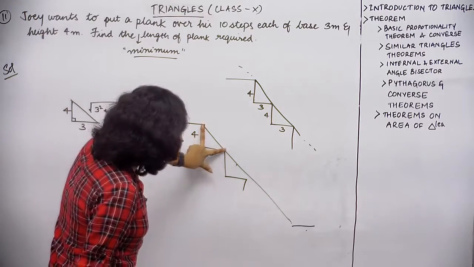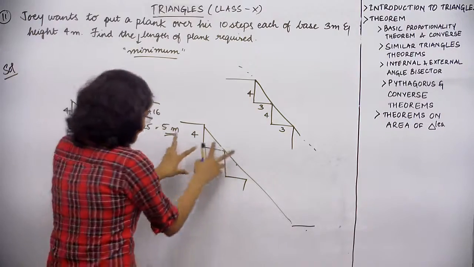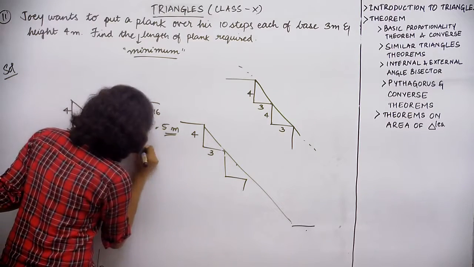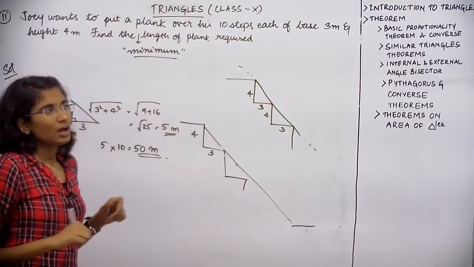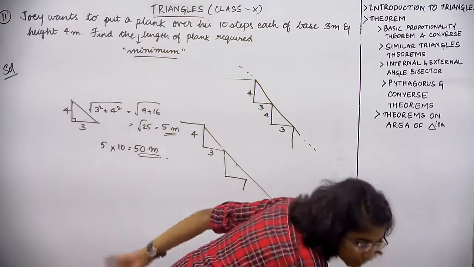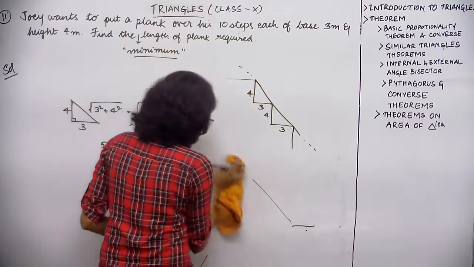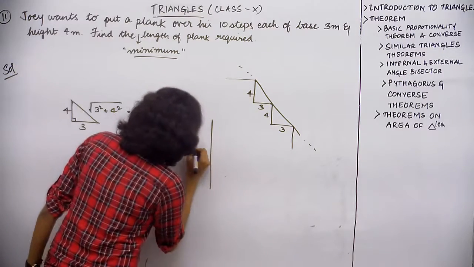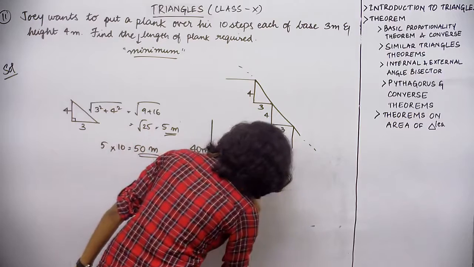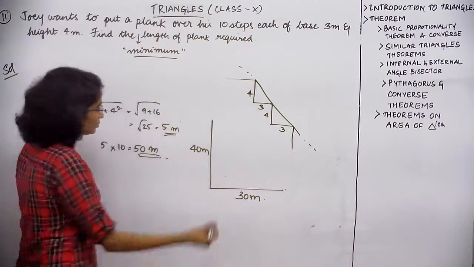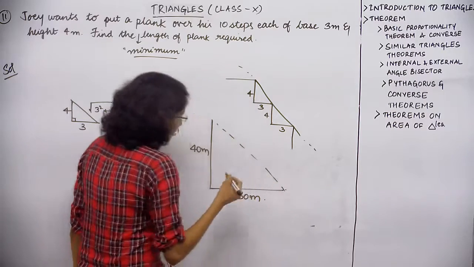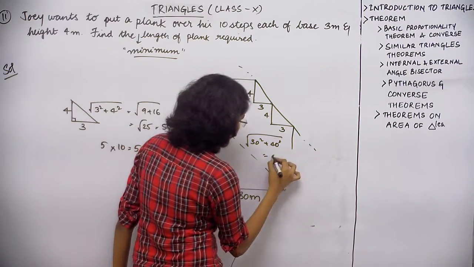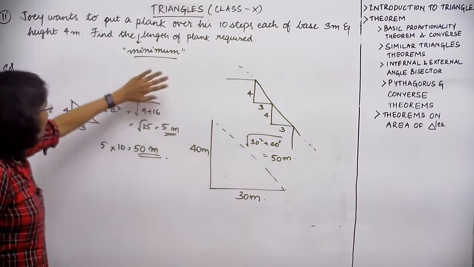So each step will contain a minimum of 5. So what will it be? 5 into how many steps we have? 10. So we have 50 meters to be the minimum. How can we say it is minimum? So we can also write this as a total of 40 meters and this as a total of 30 meters, right? Then also the plank will be square root of 30 square plus 40 square, which is equal to 50 meters, right? So how can we say if it is minimum or not?